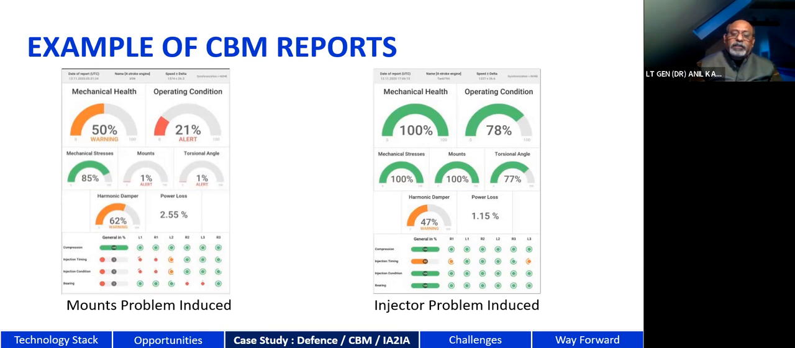But more importantly, if you have this condition-based monitoring going on at all points in time, you will not do over maintenance. You need not do preventive maintenance. You need to do just-in-time maintenance, which is a huge, huge advantage of reducing your downtime, of reducing your costs.